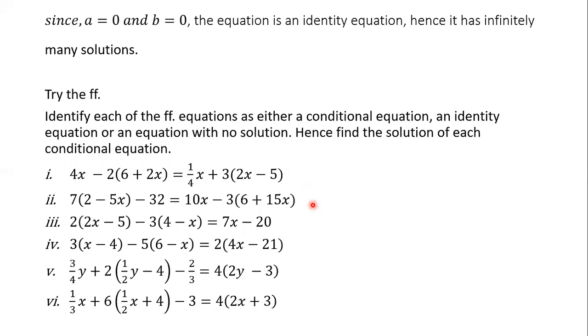So you can try these equations. You are now going to identify the equations and hence solve for those that you can solve.